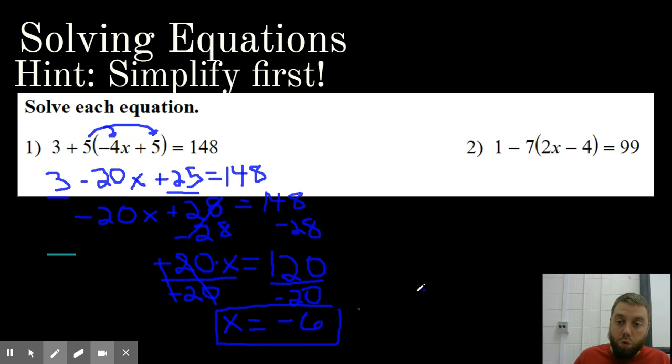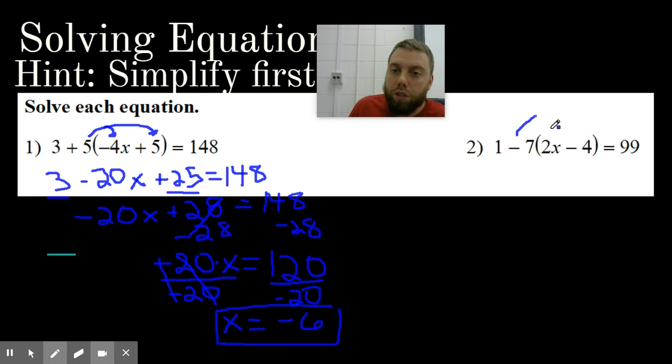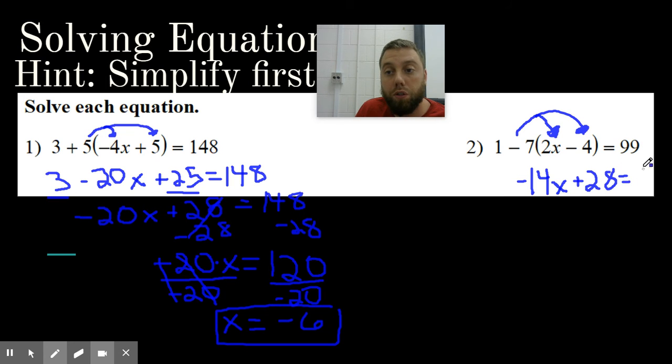Okay, one more example. Again, we're going to distribute our negative 7. That negative in front of the 7 is important, so we can't ignore that. Multiplying negative 7 times 2x is negative 14x. Negative 7 times negative 4 is going to be positive 28. Negative times a negative is positive. Again, you could use your calculator for that. This is a calculator week. And our 1 we haven't touched, our 99 we haven't touched, so we just move them down.